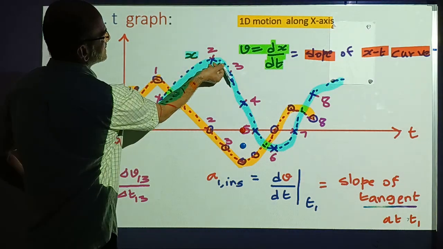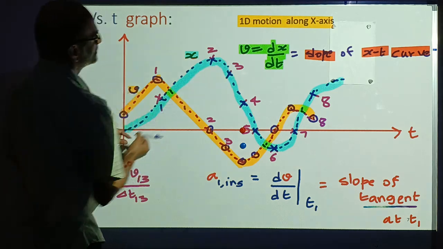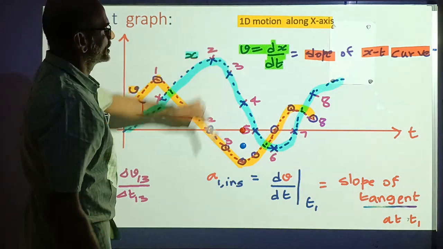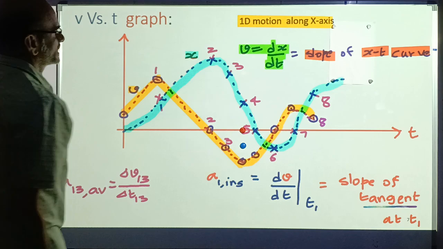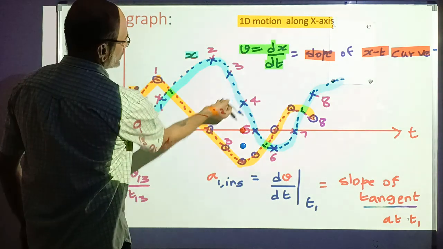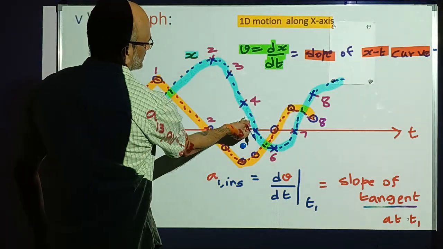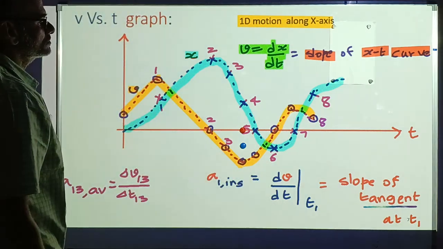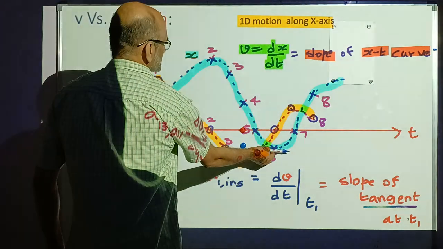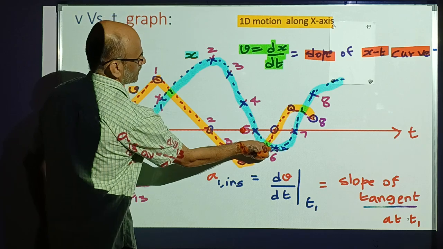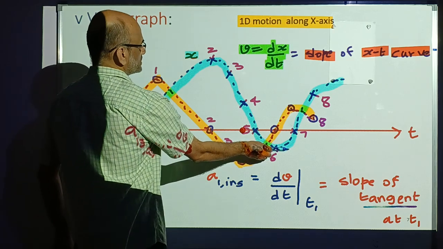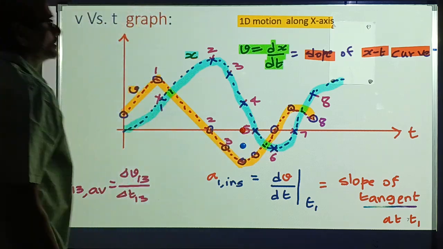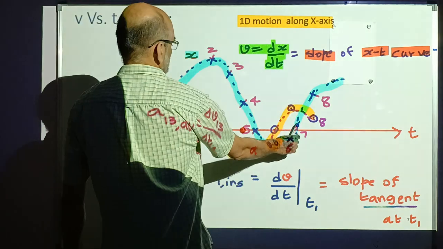And the slope of the tangent at time t3 of the x-t curve is negative because it's going down. So that's why the velocity is negative. x4 is also going down, negative. x5 also negative. So v5 is negative. And at time t6, the slope is horizontal. The tangent is horizontal, the slope is 0.